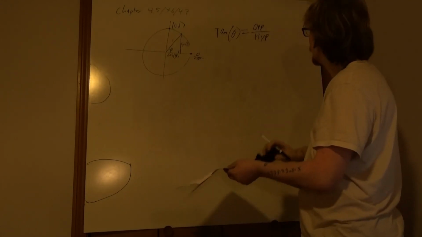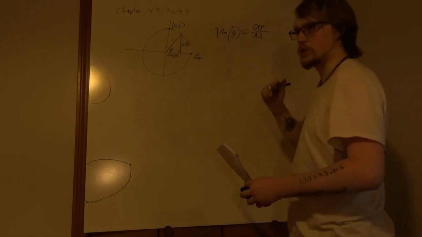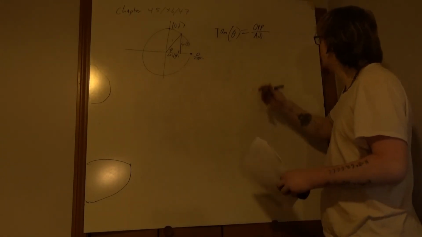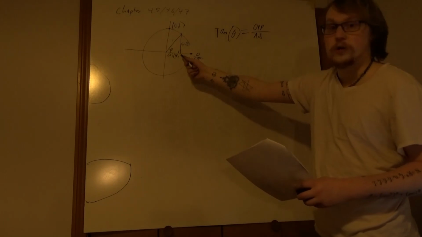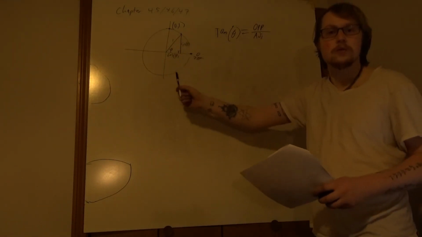Oh, I'm sorry, no, that's sine. This is opposite over adjacent, so tangent. So this is referring to this triangle, right? All of these things refer to the right triangle produced in the unit circle.